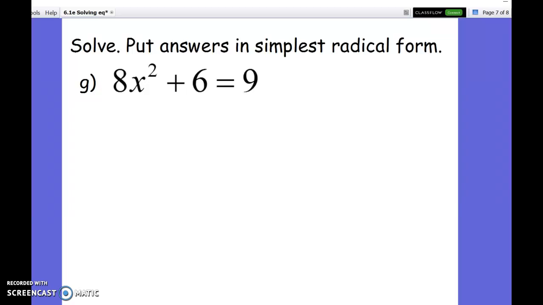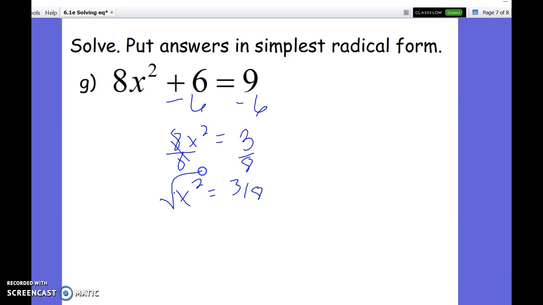Let's try one more. So again, we want to solve this. 8 times x squared plus 6 equals 9. Well, we could subtract 6 on both sides. So we'll have 8 times x squared equals 3. We'll divide by 8. 3 divided by 8 isn't a nice number, so again, we'll leave that as a fraction. Now that x squared is by itself, we can take the radical or the square root of both sides. So x is going to equal plus or minus the square root of 3 over 8.